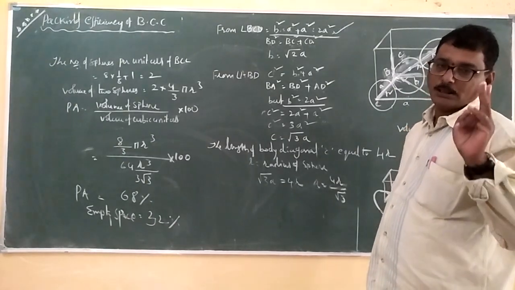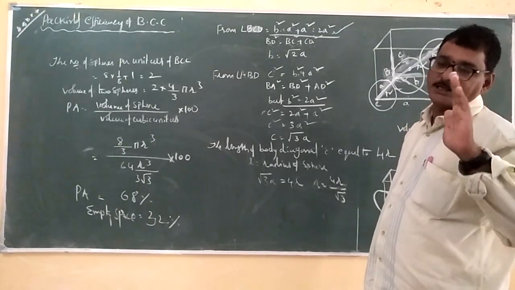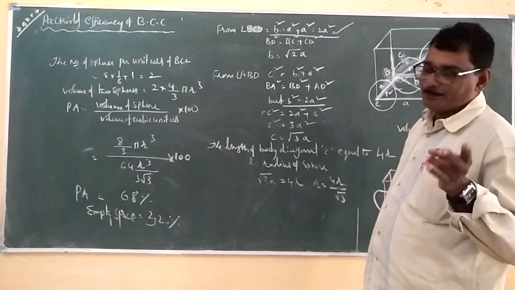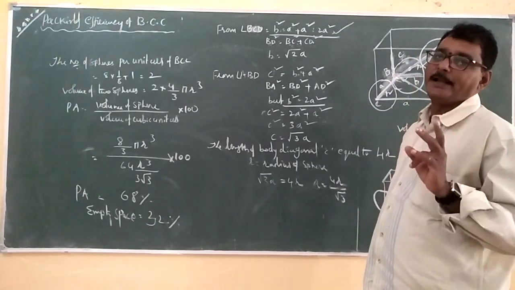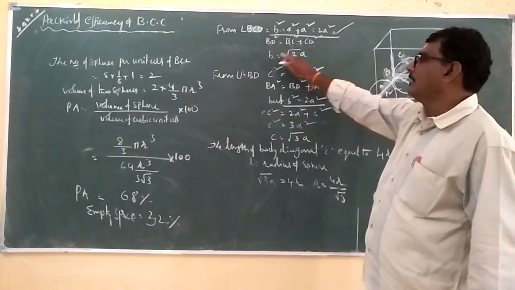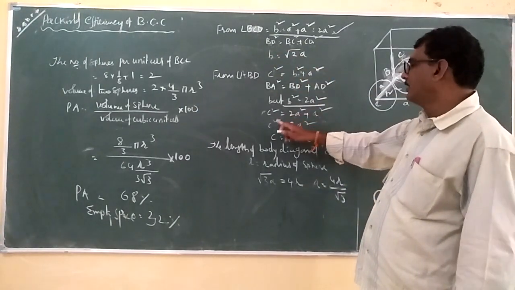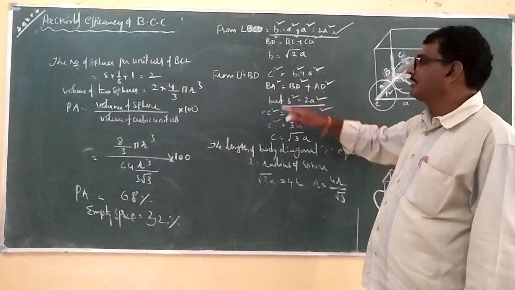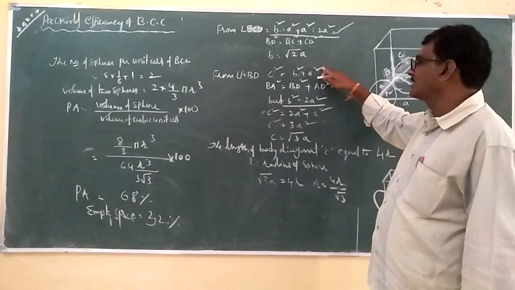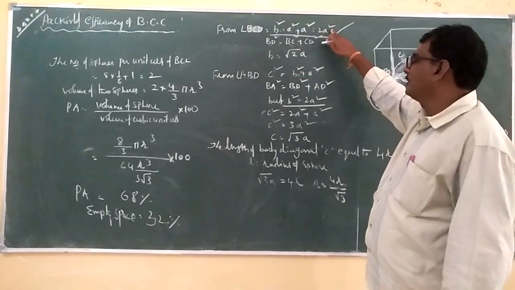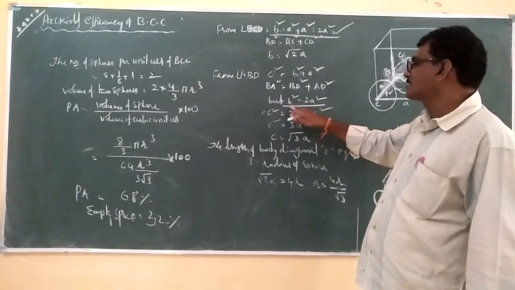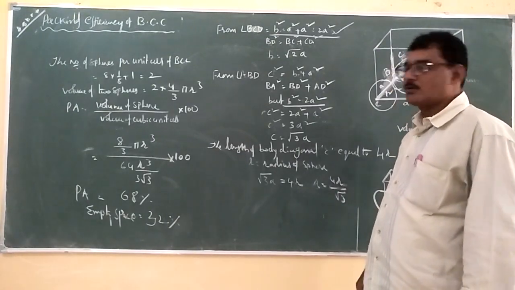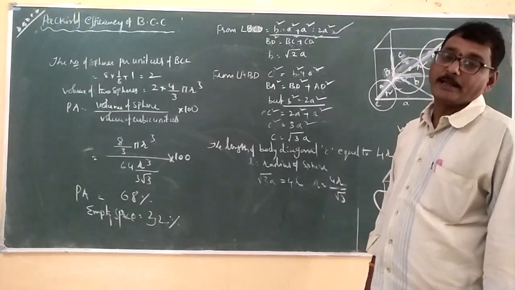Now, understanding? Here, in a body diagonal, meaning body centered cubic lattice, there are two triangles: triangle BCD and triangle ABD. In the first triangle, calculate the B value. In the next triangle, calculate the C value. In triangle ABD, C square is equal to B square plus A square. But here B square is equal to 2A square, that's why 2A square plus A square, so C square is equal to 3A square.